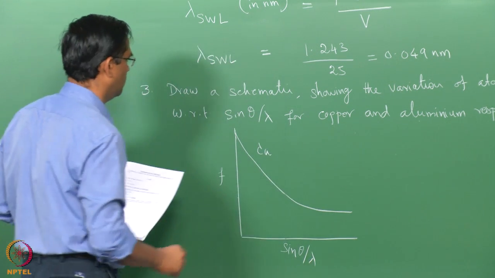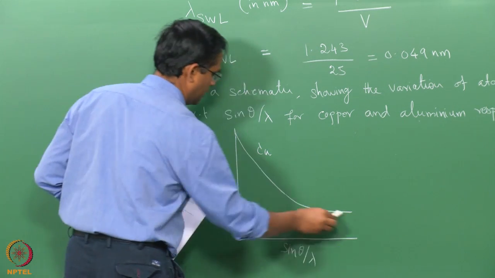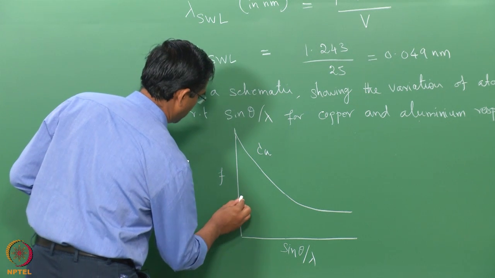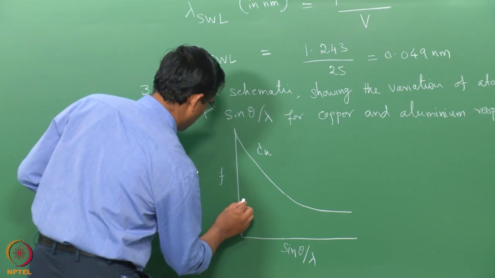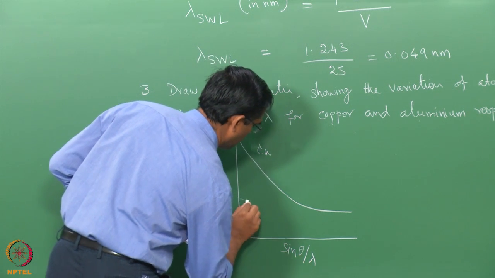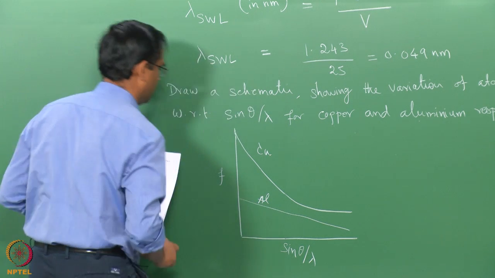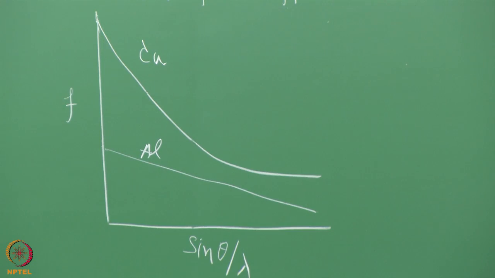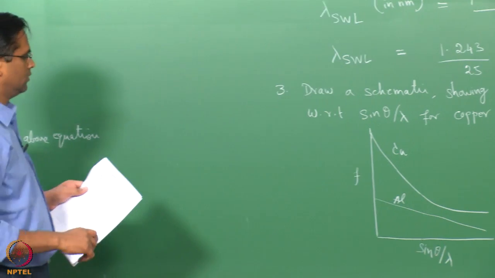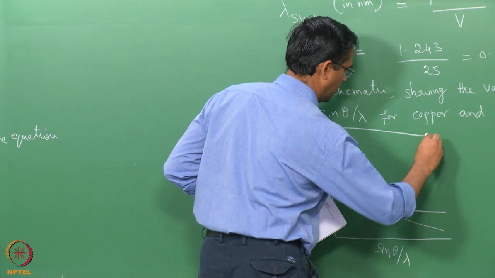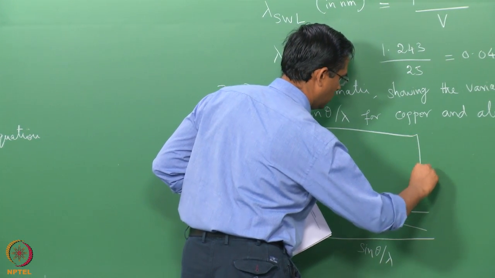So, the copper atomic scattering factor varies like this with the sin theta, whereas your aluminum is varying like this. So, this is again just to give you an idea of how these atomic scattering factors are compared between the two.